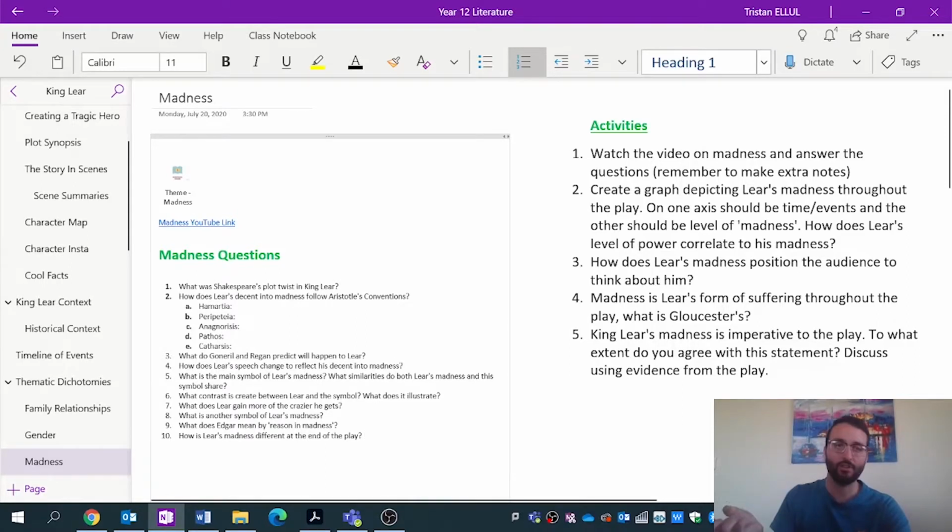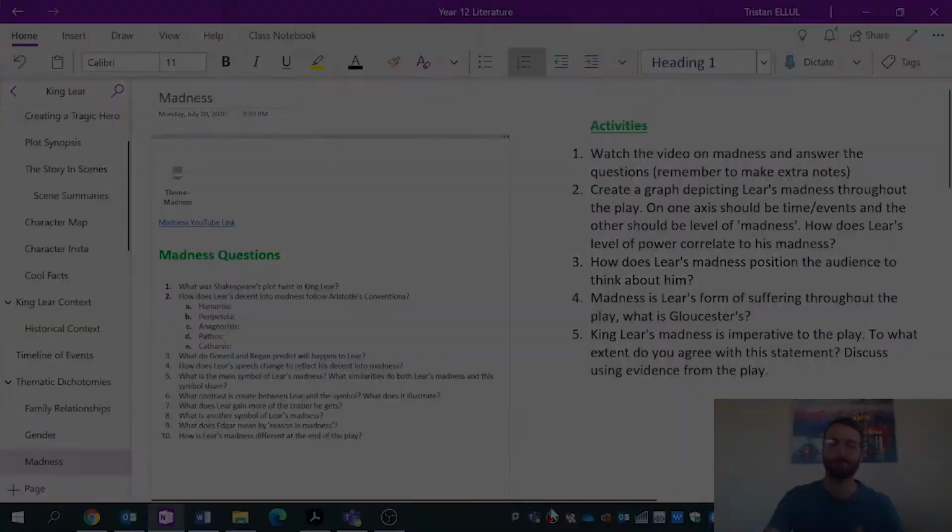Also remember, take some extra notes. Madness is one of the central themes, so it's going to be really beneficial if you have extra notes and information that explain the bits and pieces you might have missed. Take notes of quotes that you think might be important. All that's going to be really helpful in the future. So pause the video here and try those 10 questions as you watch the video on madness.